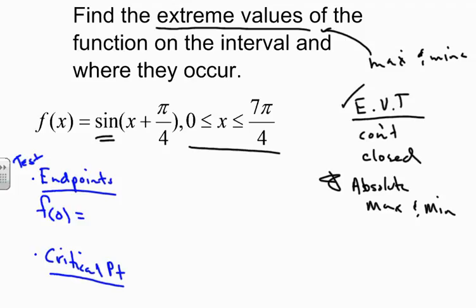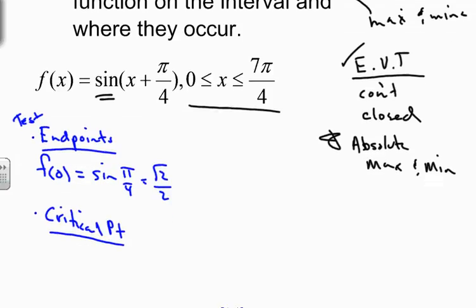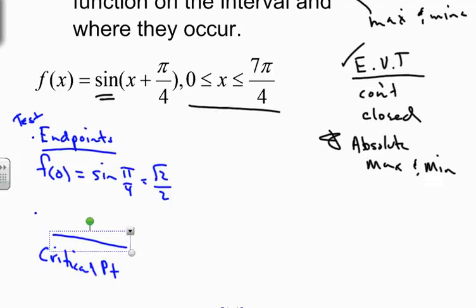Okay, so I'm going to plug in our endpoints. We have f of 0, so we're going to take sine of pi over 4. Now, sine of pi over 4, you should know, is going to be the square root of 2 over 2. We're then going to find our next one. I'll move this down a little bit. Now we're going to take f of 7 pi over 4.